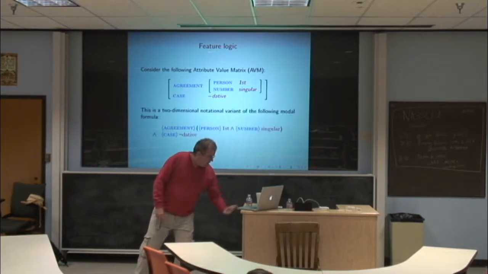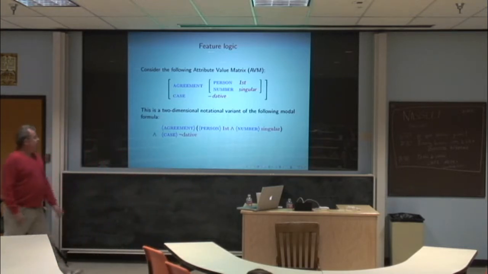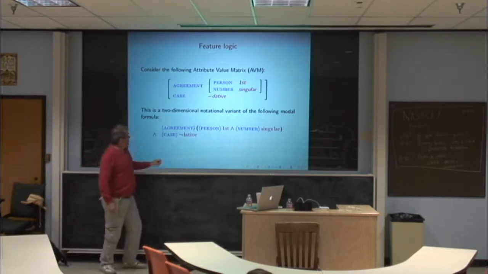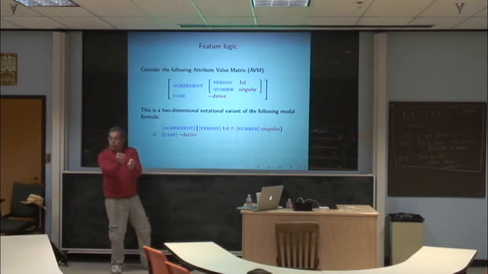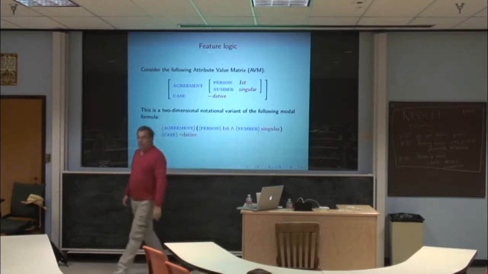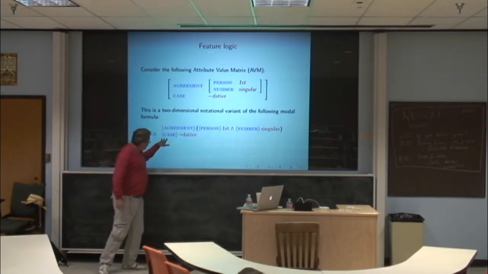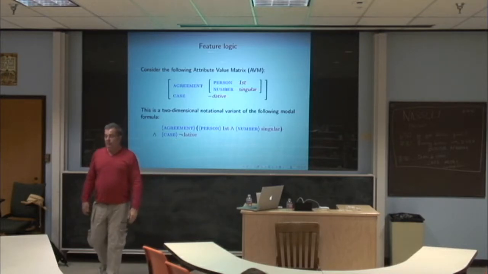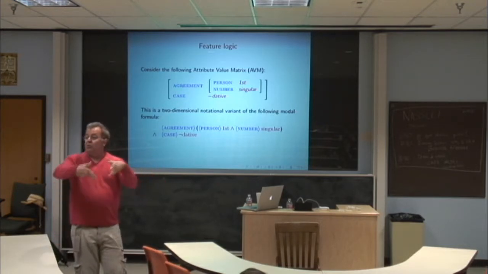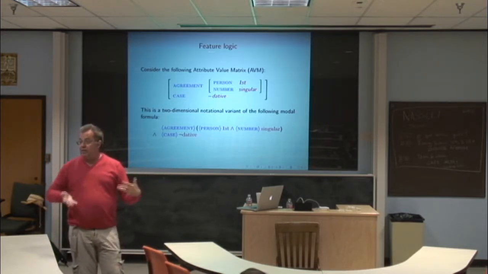Actually, if you look at it, you might say that this has been doing exactly the same work in this modal formula. You are saying, look, I'm thinking about the structure hidden in this object. And I'm basically saying, look, it's a structured object like this. I can make an agreement transition. And if I make an agreement transition, I get to another point in the graph, and there I see first person information and number singular information. And also I can make a case transition to where I see the information not dative. So arguably you could say this attribute value matrix notation was a two-dimensional reinvention of the basic modal laws.